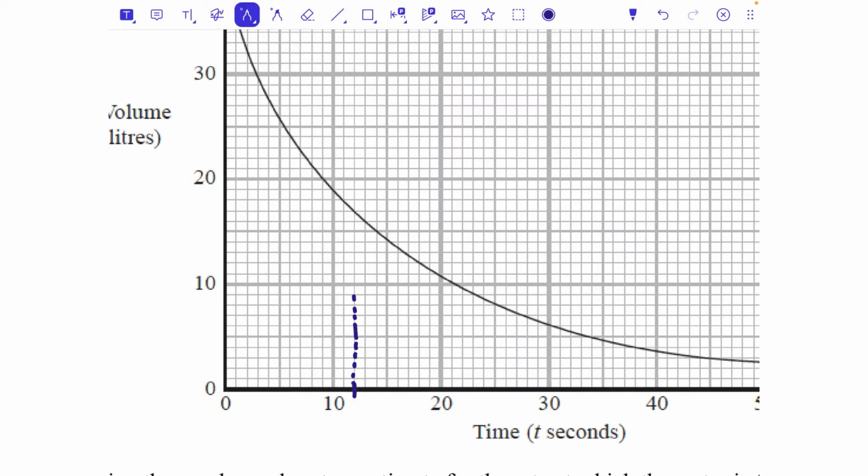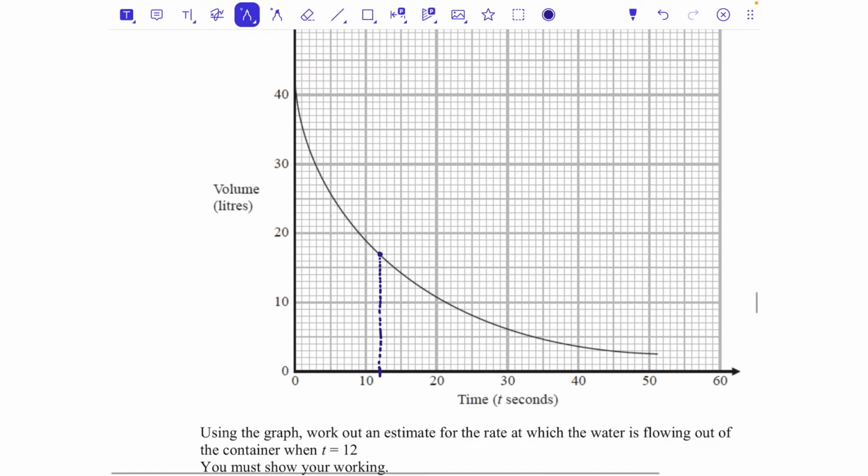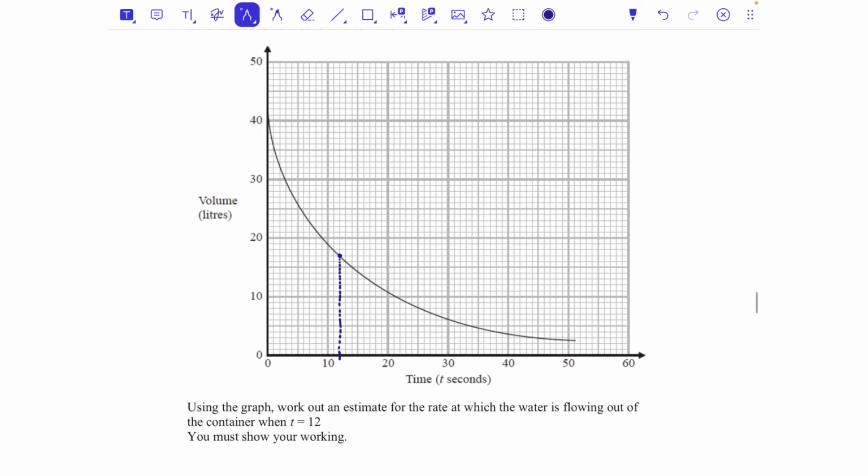And we'll go up to the graph here. Now, I want to know the rate of flow at this point here, the rate of flow. That is not found by reading across. If I read across, I'll be able to find out how much volume is left in the tank. But I don't want to know that. I want to know the rate at which it's flowing out. And we get that by doing the gradient.